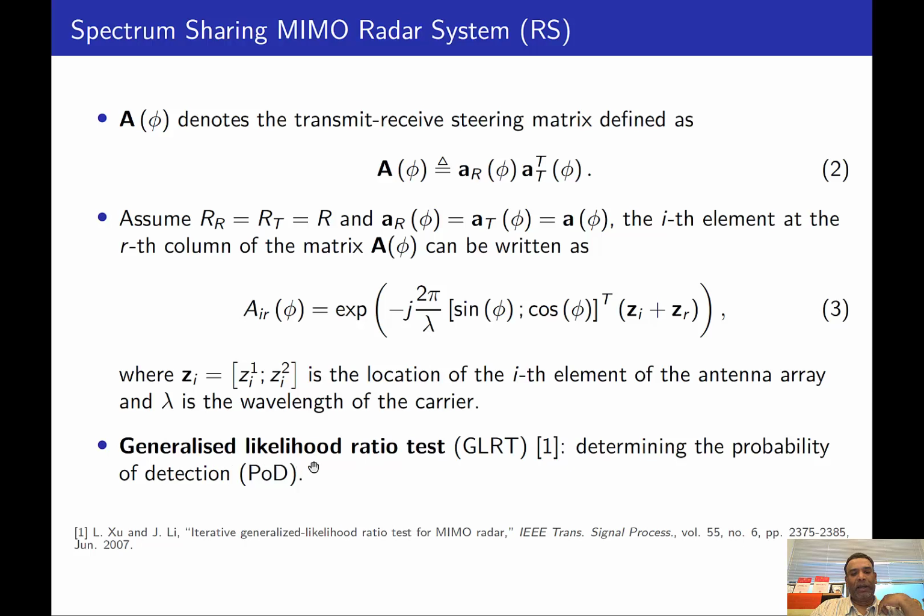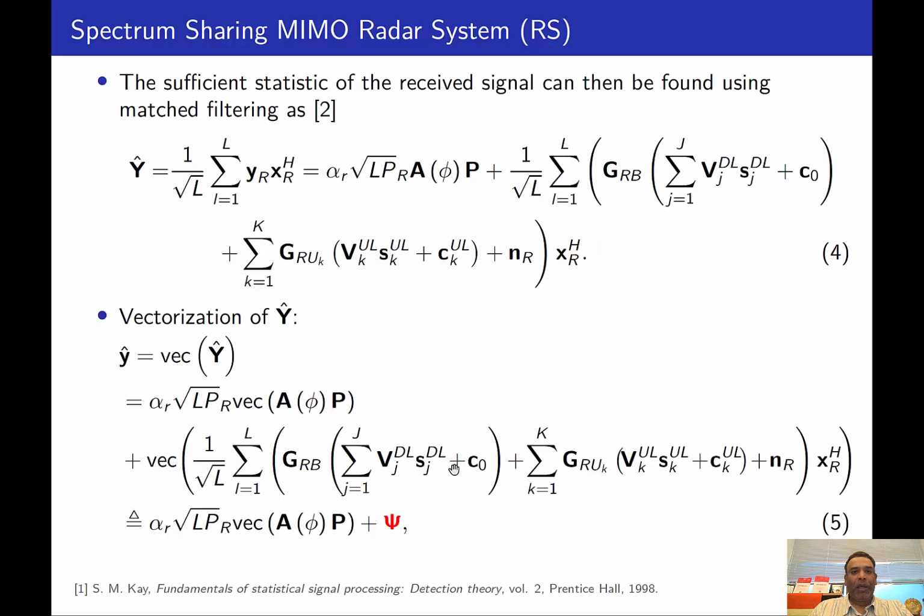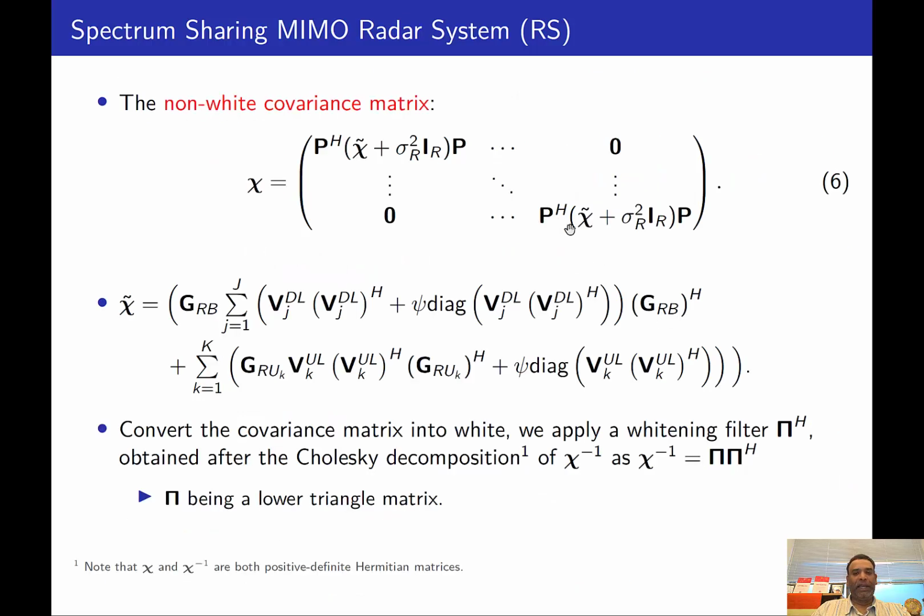So we will be using the generalized likelihood ratio test to determine the probability of detection. The sufficient statistics of the received signal can be found using the matched filter. This is the radar received signal after the matched filter, written in this form. So this is the radar signal Y multiplied by X_R. If you vectorize this Y hat, you can write it like this. This matrix Psi is given by this expression.